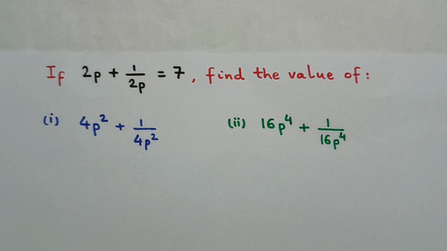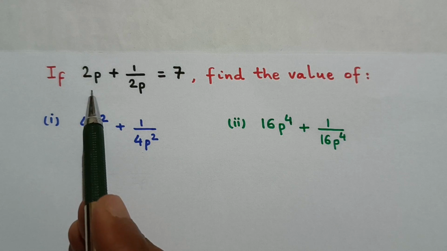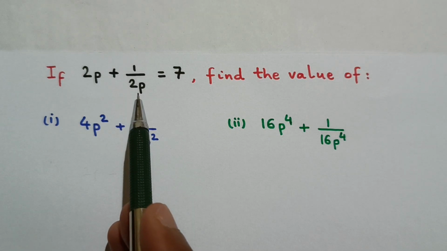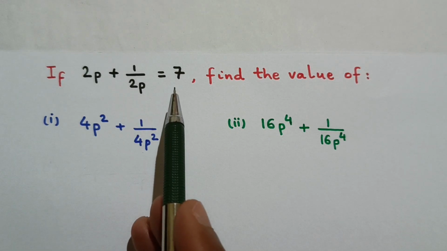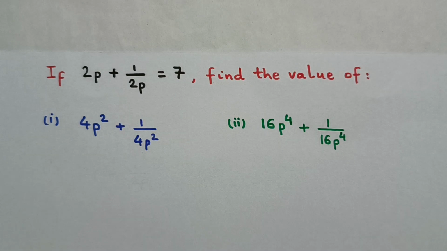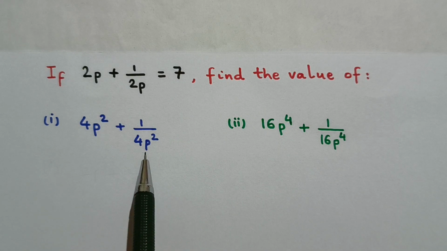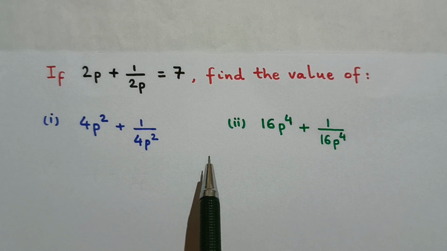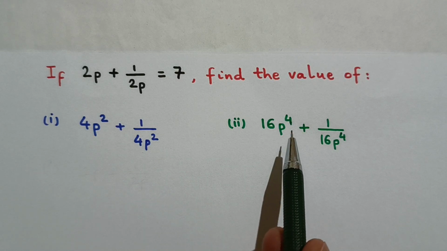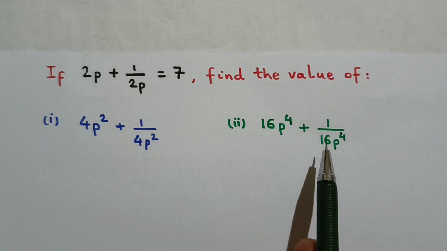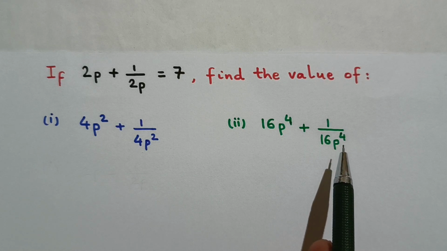Welcome. In this video I am going to solve this particular question. So here the question says, if 2p plus 1 upon 2p is equal to 7, find the value of 4p square plus 1 upon 4p square and 16p to the power 4 plus 1 upon 16p to the power 4.